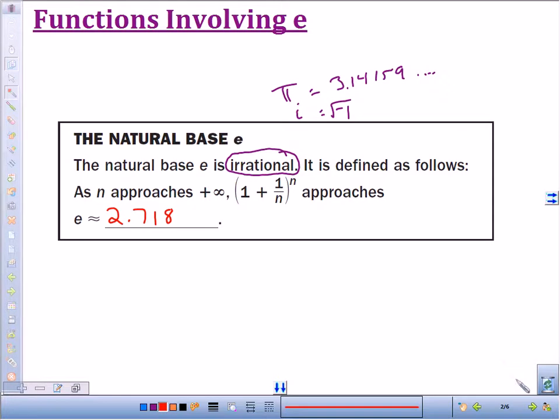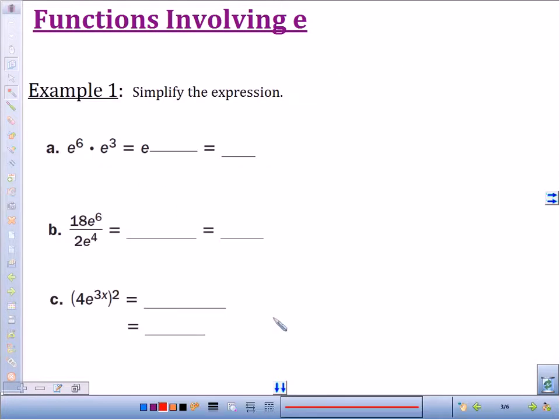To start with, though, we want to do some of the basic stuff that we've been doing with other variables, but this time we're going to do it with e. For the most part, we can treat e as though it was x or y or any other variable. The fact that it actually has a value is nice, but we don't always need to worry about that. So for instance, all of our exponent properties work, and we're going to be using those exponent properties here.